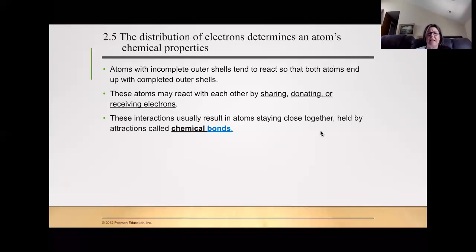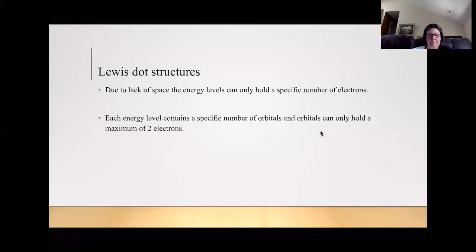Well, again, we'll get into all that. So atoms with incomplete outer shells tend to react so that both atoms end up with a completed shell. That is their goal, to get a completed outer shell in order to be stable. They can do so in a couple of ways. They can either share those electrons in their outermost shell, or they can give off electrons, or they can receive electrons. Either way, whether they're sharing or giving and taking, those are referred to as chemical bonds.